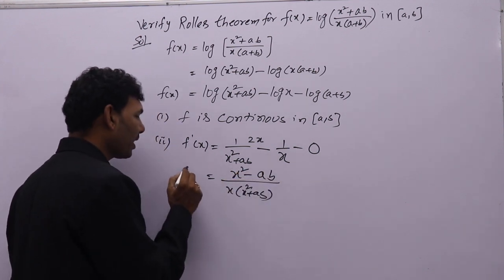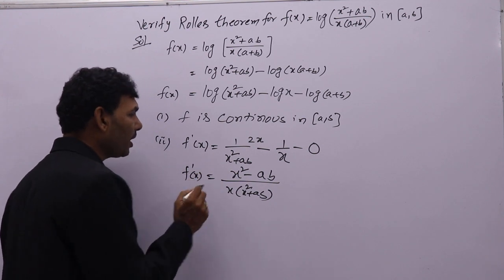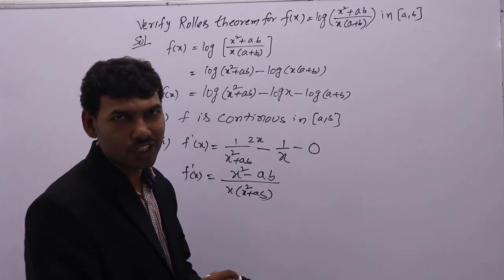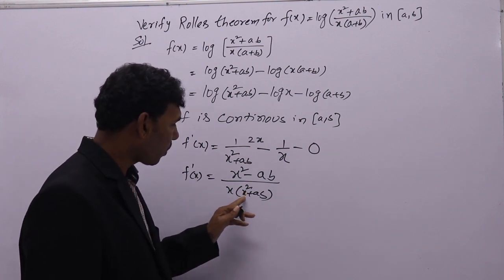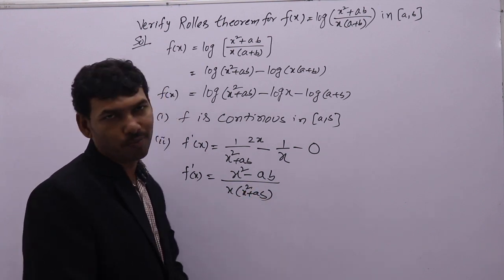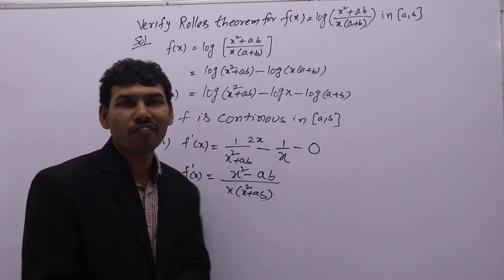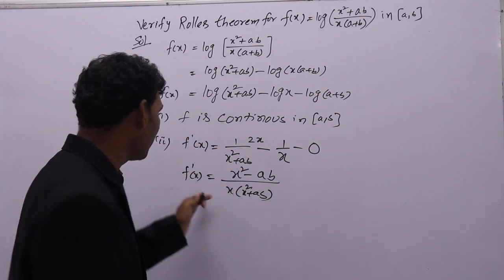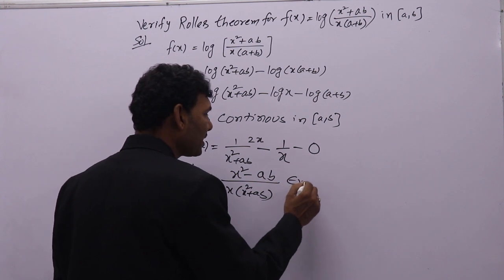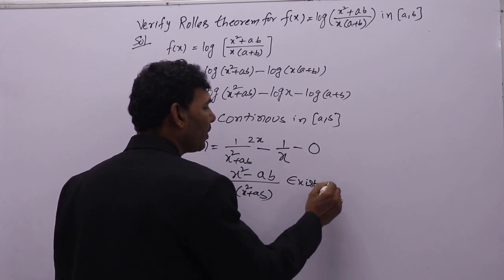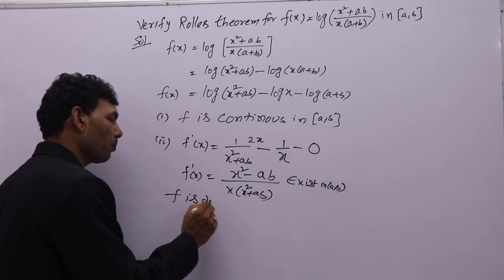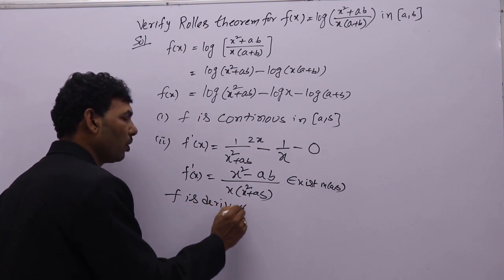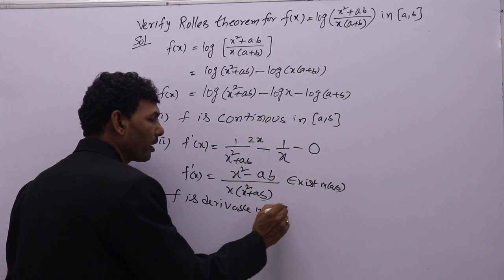But here in the denominator, if there is any case of getting 0, then f dash of x does not exist. But here you have a square and a plus term and a into b, so there is no case of getting 0 in the denominator. That means this exists in the open interval a comma b. What does it mean? F is derivable in the open interval a comma b.